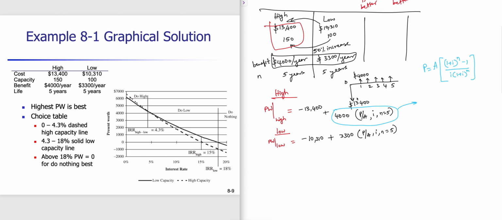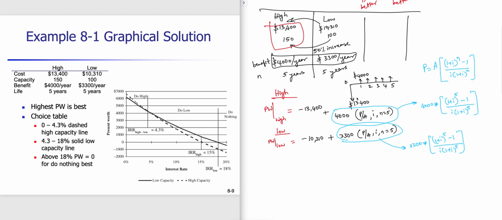That means this formula, we will pretty much write this as 4,000 times 1 plus I, we don't know I, we will leave it as I, to the power of n, which is 5, minus 1 over I times 1 plus I to the power of 5. So that is the formula. Similarly, for this one, only for this term, it is 3,300 times 1 plus I to the power of 5 minus 1 over I times 1 plus I to the power of 5.